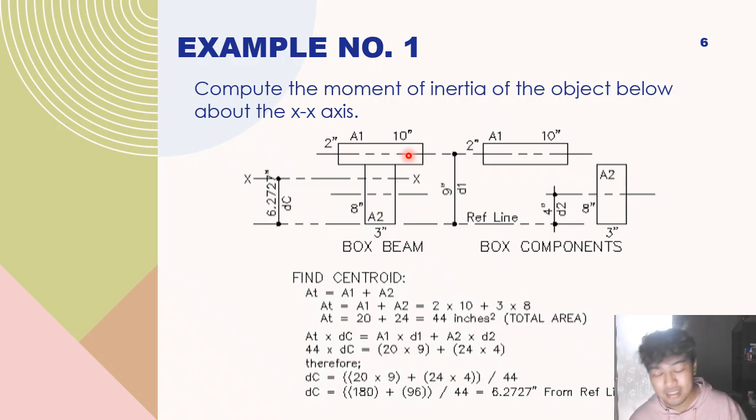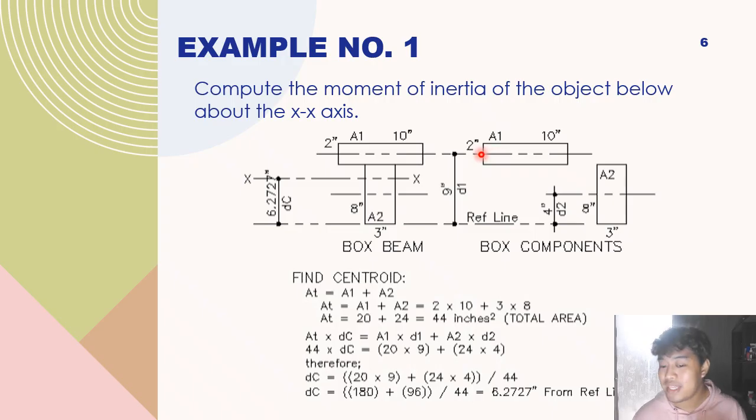And then later on, once we got the moment of inertia of the whole object, with reference to the centroid, we still have to compute again using the transfer formula. So that means we have to use the transfer formula 2 times in this problem. So say for example, first let's try to find the centroid.